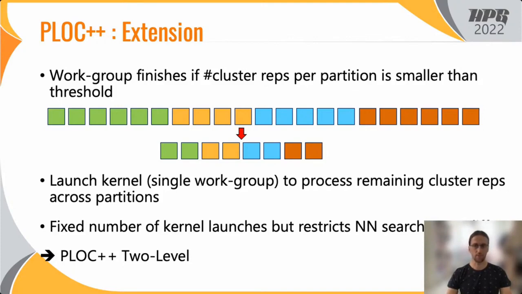At this point, the build process simply continues in the usual way with the compacted list. The advantage is that with this extension, the number of kernel launches is actually independent of the number of iterations required. However, there's a catch. The resulting BVH tree will differ from the one constructed by standard PLOC/PLOC++, as the nearest neighbor search is restricted to the elements in the partition. We call this entire approach PLOC++ 2-level, as it uses a kind of an implicit 2-level hierarchy.